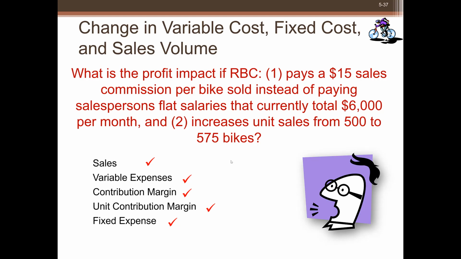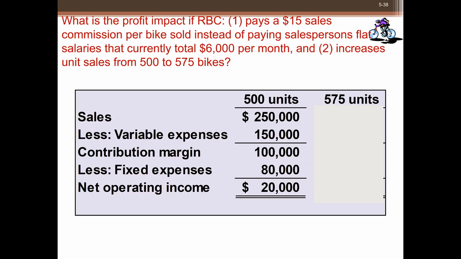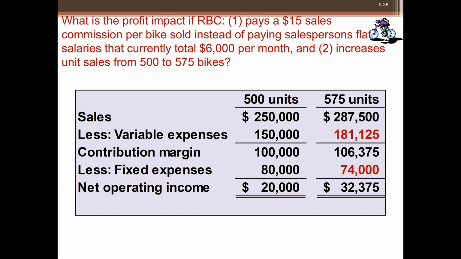Let's take a look at the calculation. Increased unit sales, 575. Total sales is calculated by selling price per unit, $500, multiplied by increased units sold, 575. And we can get total number here, 287,500.